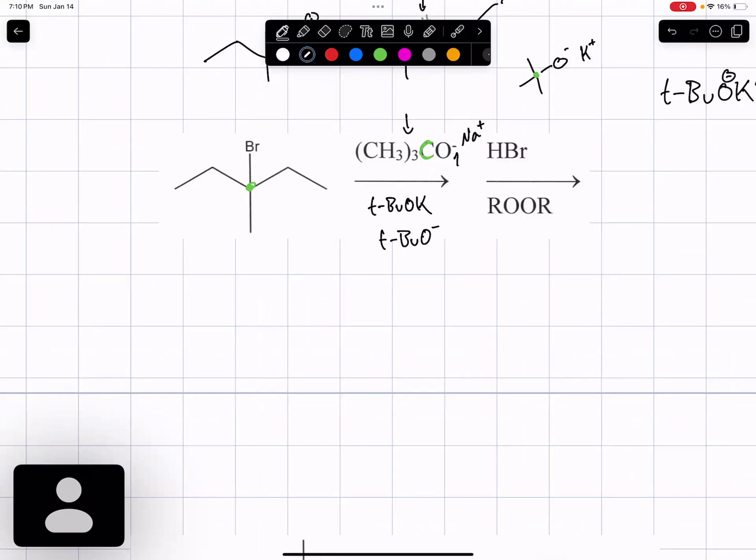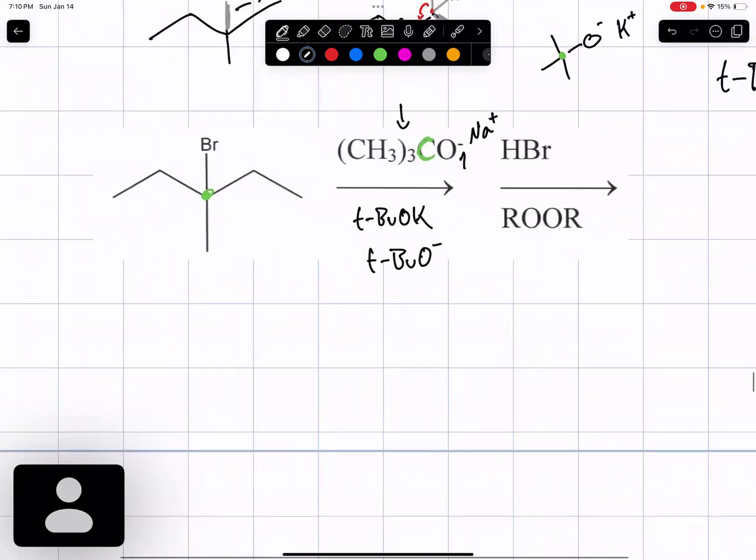What is it going? Is it going SN1? Is it going SN2? Is it going E1? Is it going E2? Is this a substitution reaction? Did you ever see bulky bases giving a substitution product? No, right? Is it E2? It is E2.